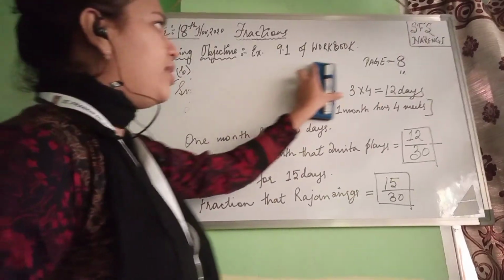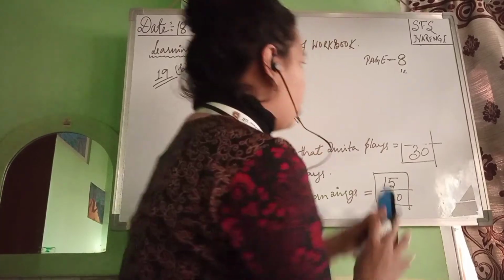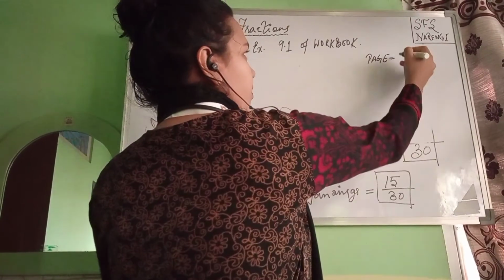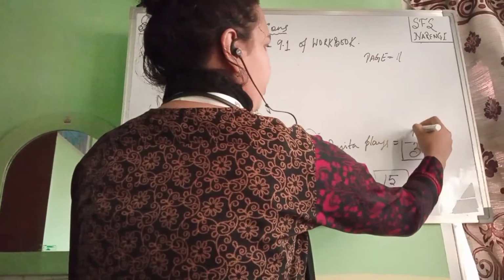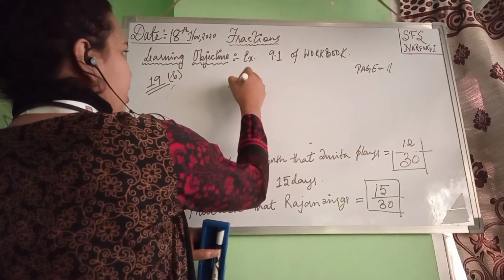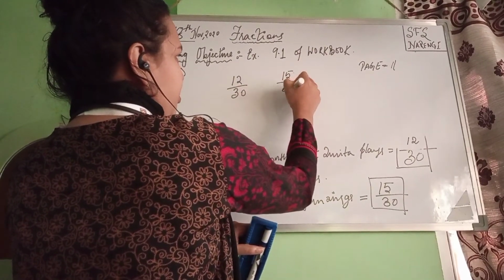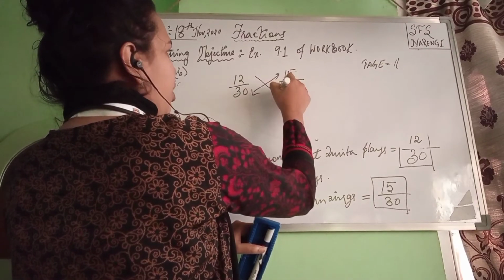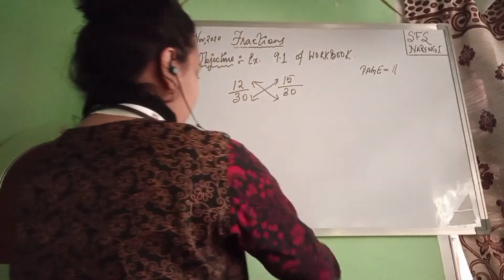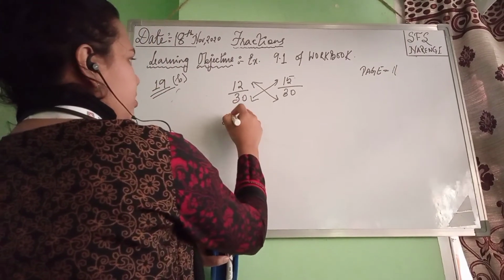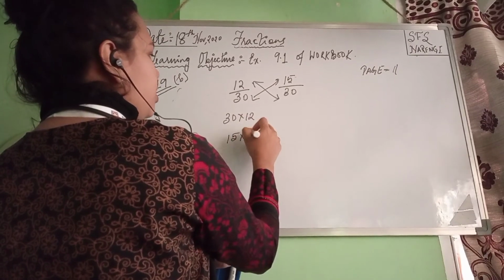So how do we check that they are equivalent? You can check them by cross multiplying, right? You can always take 12 by 30 and 15 by 30. All we have to do is cross multiply them together. So once cross multiplying, what will you get? You will get 30 into 12 and 15 into 30.